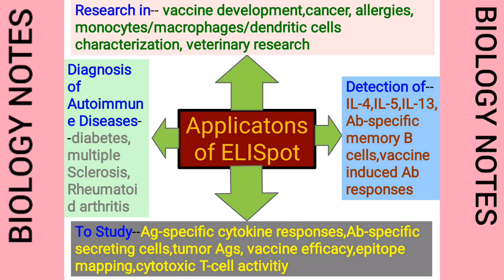Applications of ELISpot assay. Research in vaccine development, cancer, allergies, monocytes, macrophages, dendritic cells characterization, veterinary research, etc. Detection of interleukin 4, interleukin 5, interleukin 13, antigen-specific memory B cells, vaccine-induced antibody responses, etc. To study antigen-specific cytokine responses, antibody-secreting cells, tumor antigens, vaccine efficacy, epitope mapping, cytotoxic T-cell activity, etc. Diagnosis of autoimmune diseases like diabetes, multiple sclerosis, rheumatoid arthritis, etc.